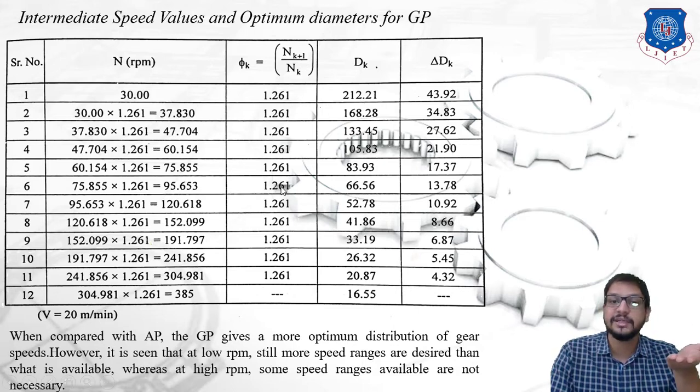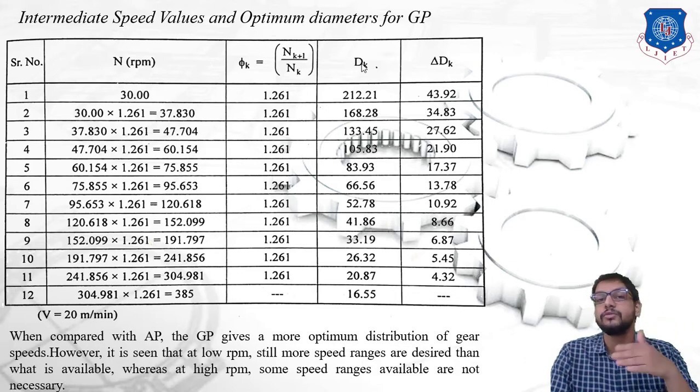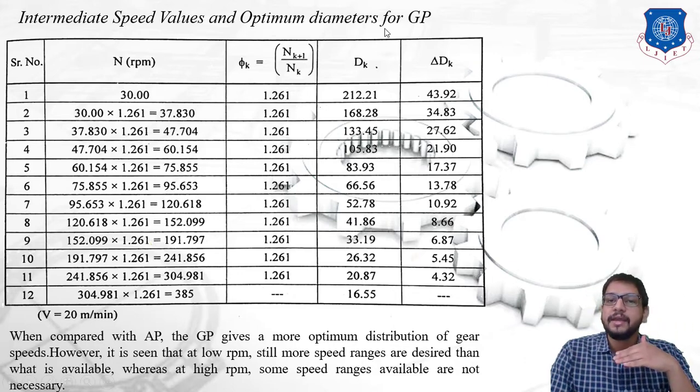So obviously, in this law, this is going to remain constant. Okay, next column is of a diameter. We have determined a diameter corresponding to each spindle speed. So how have we found this value? We have used the equation dk is equal to 1000 V upon pi nk.